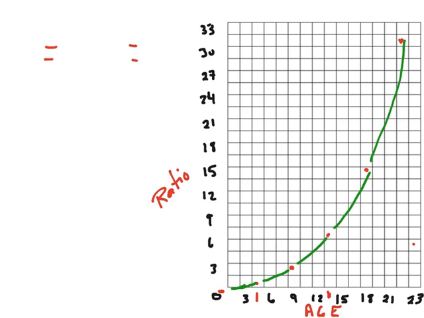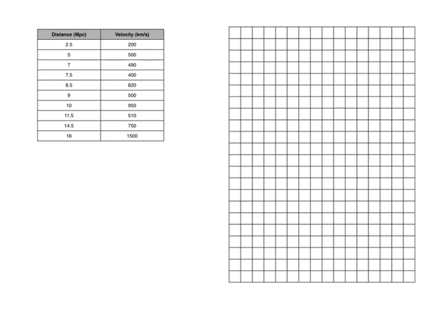Let's look at a couple others. Here's our next set of data. We've got distance for our x-axis and velocity for our y-axis. So again, we need to set up our scale. Recall that on our x-axis, this is the same graph grid, we had 16 squares. So for our x-axis, 16 divided by 16 is 1. So that's going to be our x scale. That's going to be an easy one.